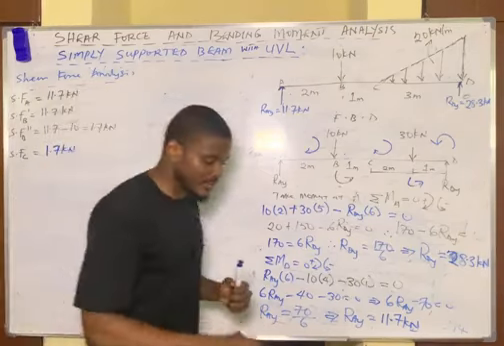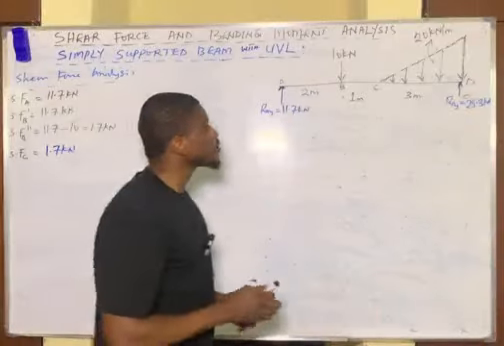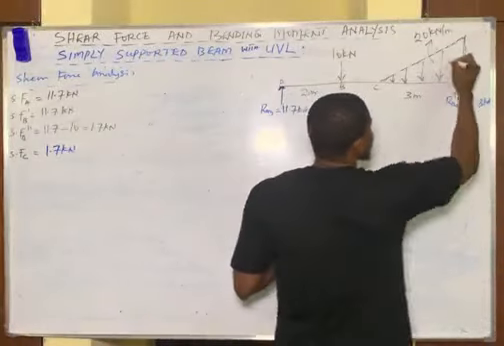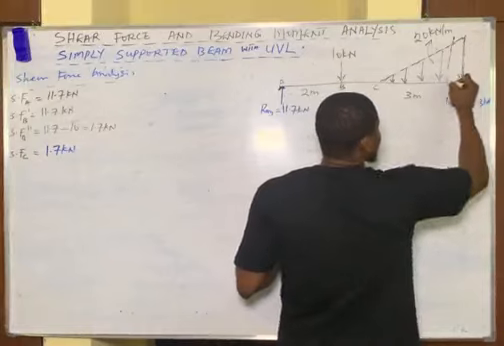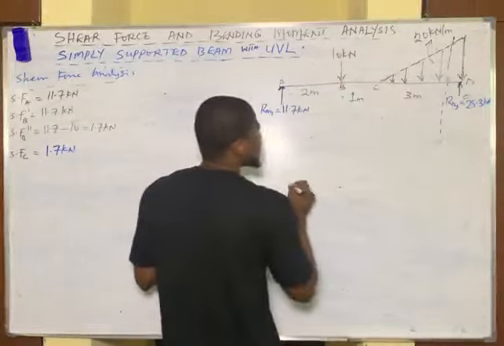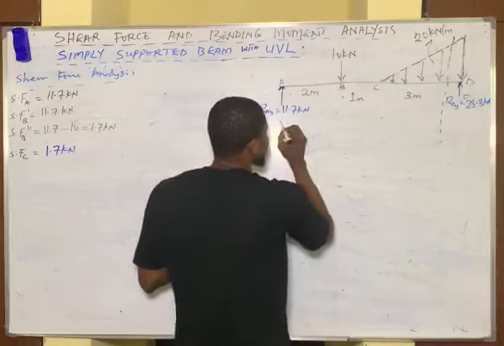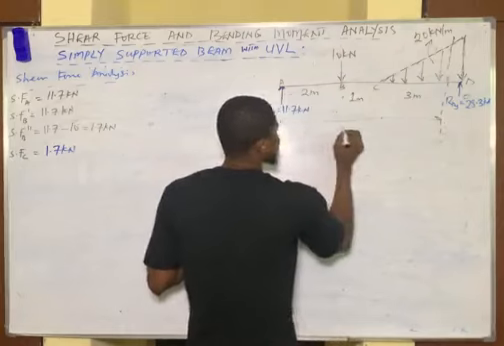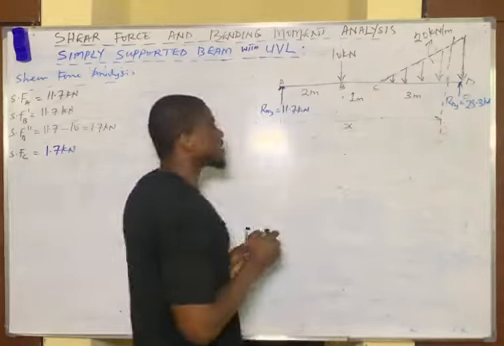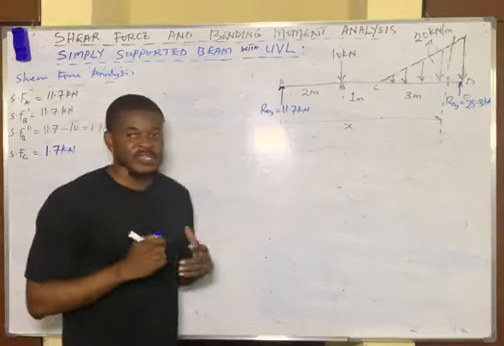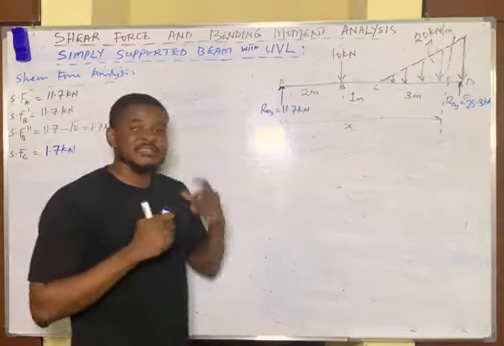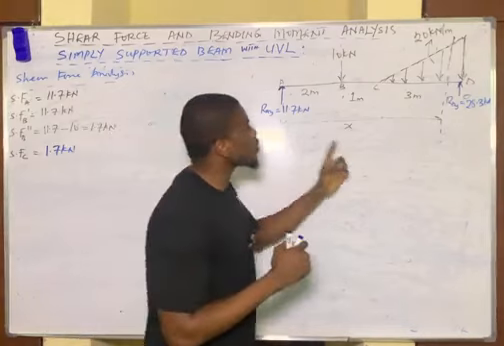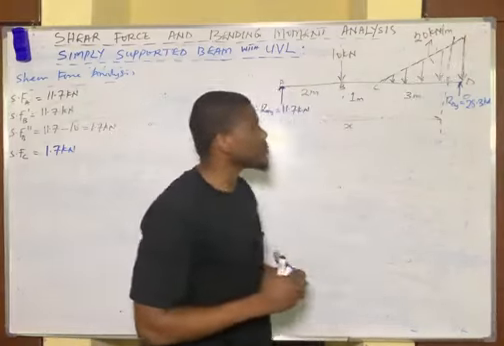Now let's do this and see. You simply take a section at about any point here, just before it gets to the end of the UVL. So you label from here to that point, you call that section x. You call the length from point A to that point x. Take a section xx at a distance x from point A to any point along the uniformly varying load.